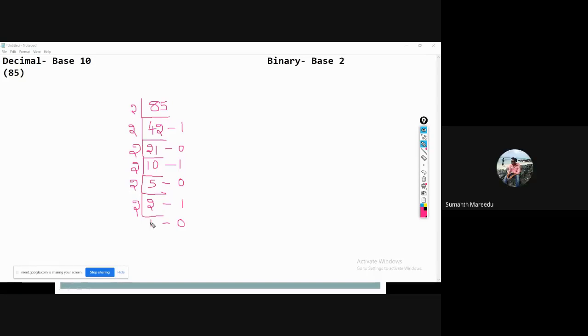So after that, you just represent these remainders in this order. That means 1 0 1 0 1 0 1. This is the binary representation of 85.